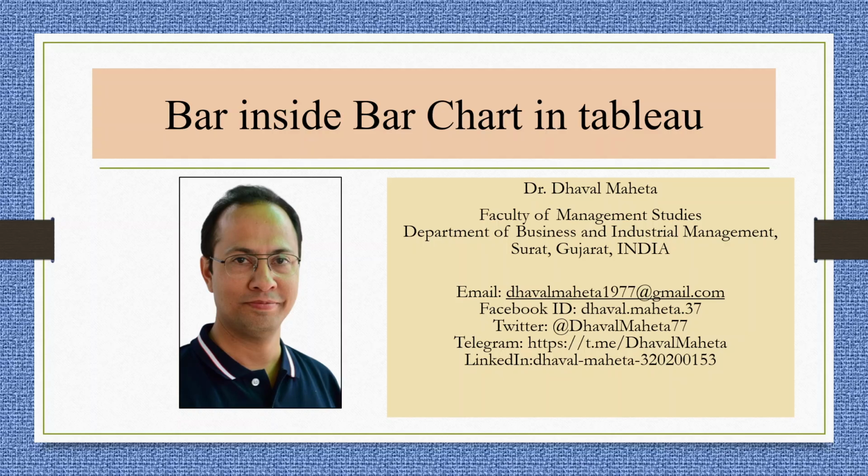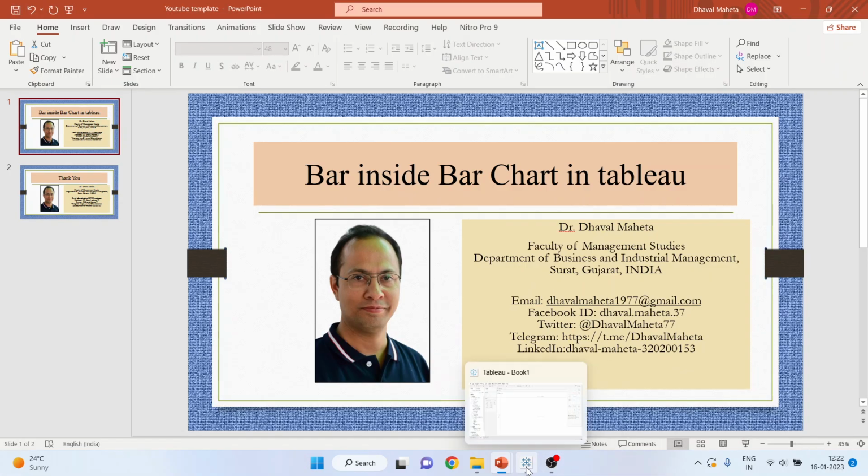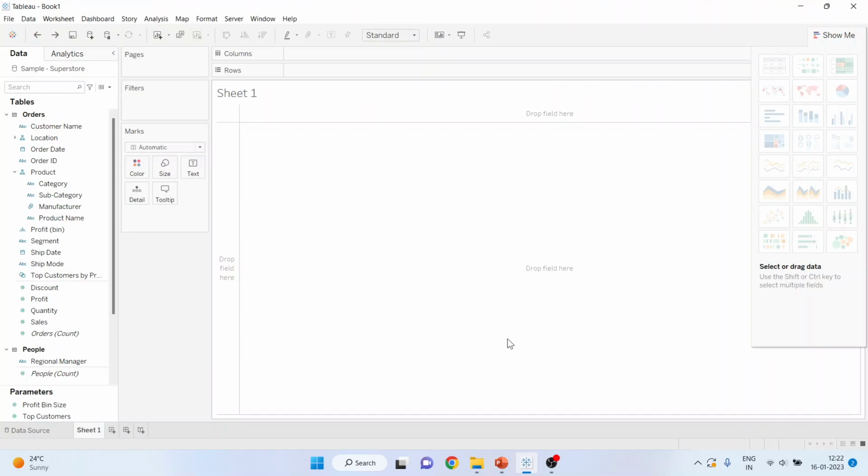And today we will discuss how to generate bar inside bar chart in Tableau. So for this, we will go in the environment of Tableau. Now in Tableau, the variables are divided into two sections. The first one is dimension and second one is measures. Let us pick up one dimension and one measure.